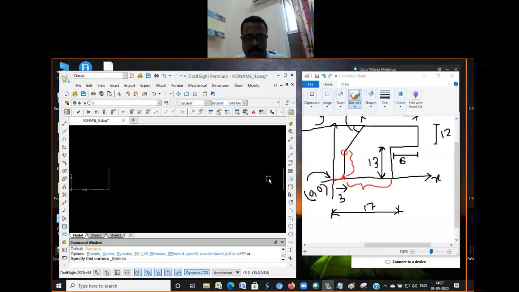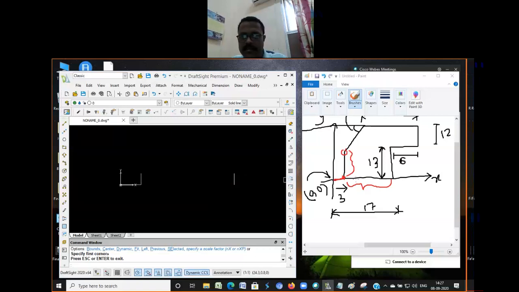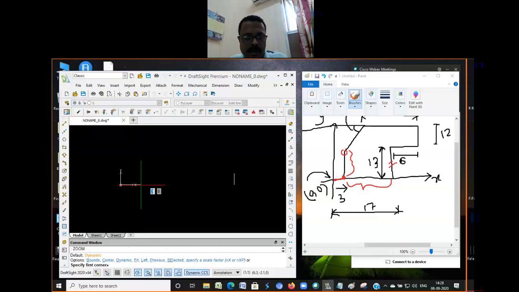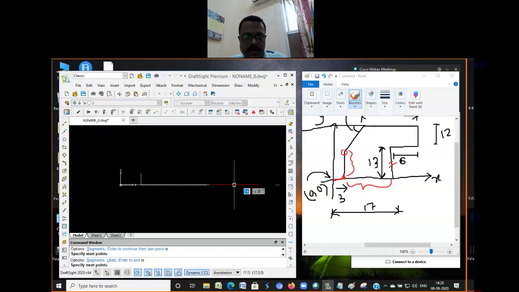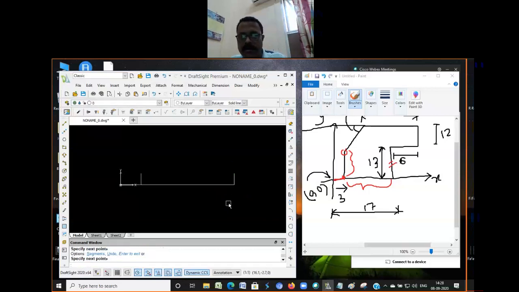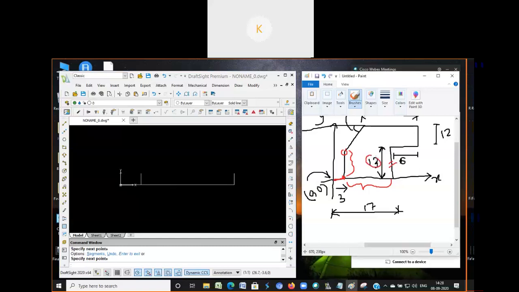Where is my line? You see? Yeah. So this is the second line. So which line is this one? This is this line. Okay. I need to draw from here up to here. So for that, again, I put L line from here up to here. Okay. And then how much is the length of this line? This is 13 millimeter. Can you see?